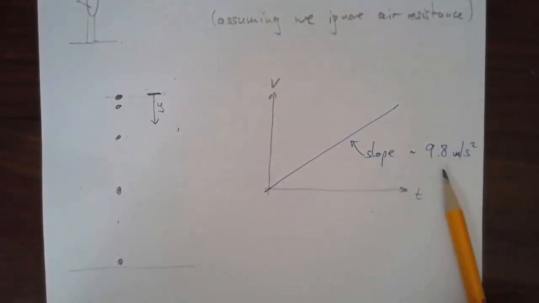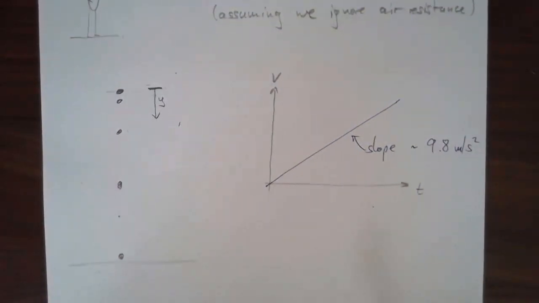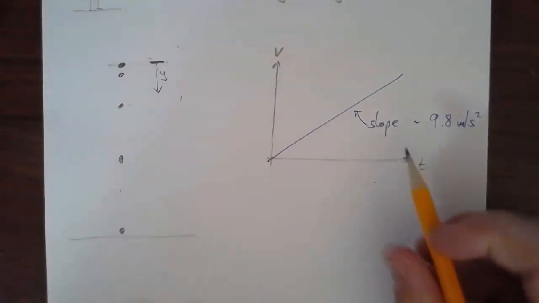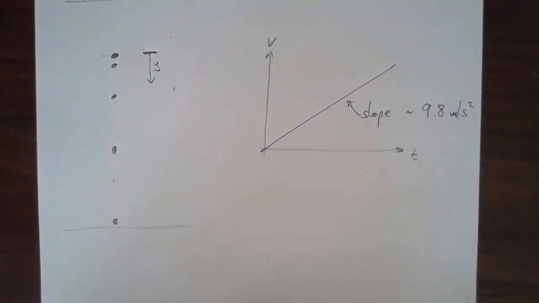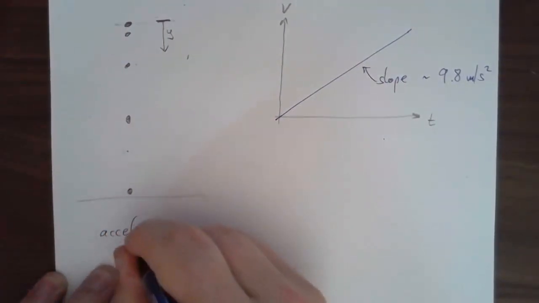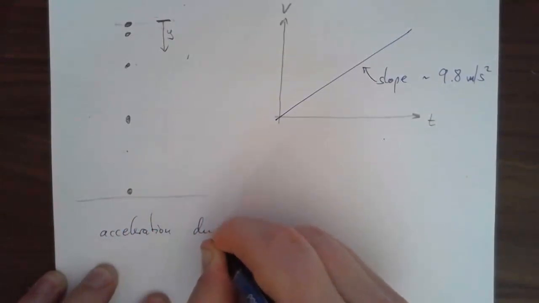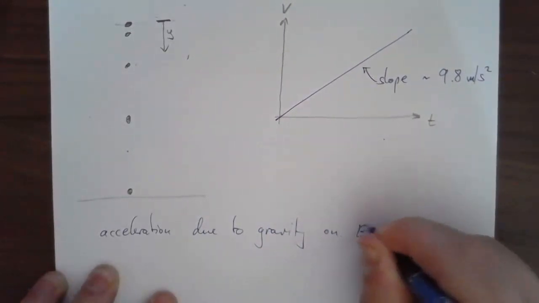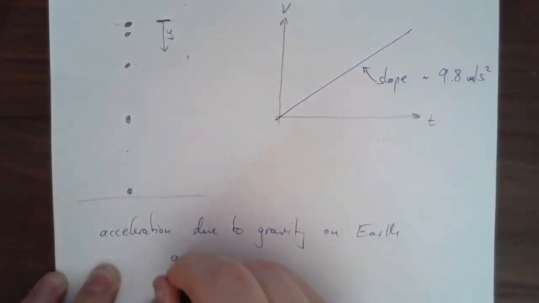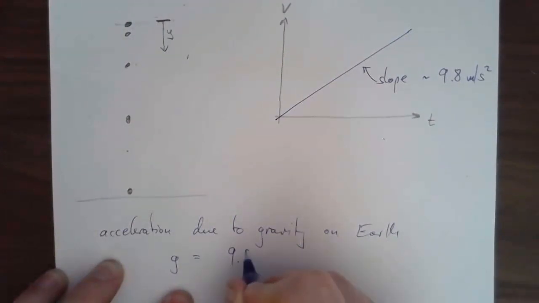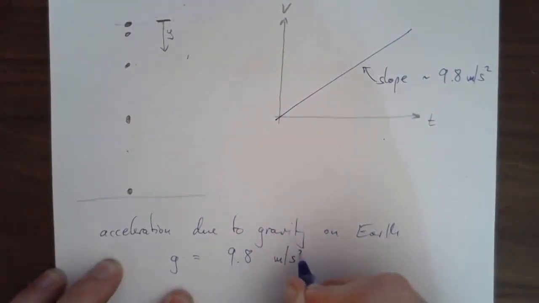Now what's interesting is you get this never mind how big the rock is, never mind what the rock is made of, what type of rock it is, or whether it's a metal ball or something else. It doesn't matter. So this 9.8, we're going to give this a name. This is the acceleration due to gravity on Earth. I'm going to give this the symbol lowercase g, and that's equal to 9.8 meters per second squared.